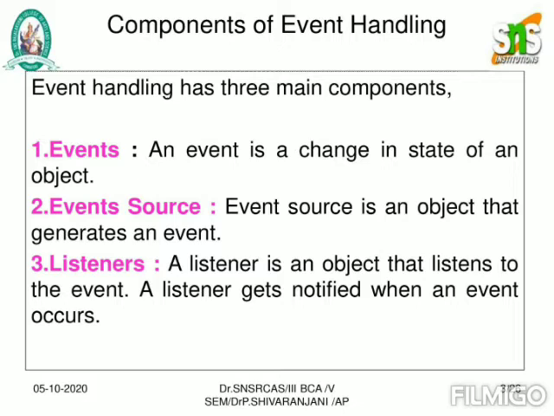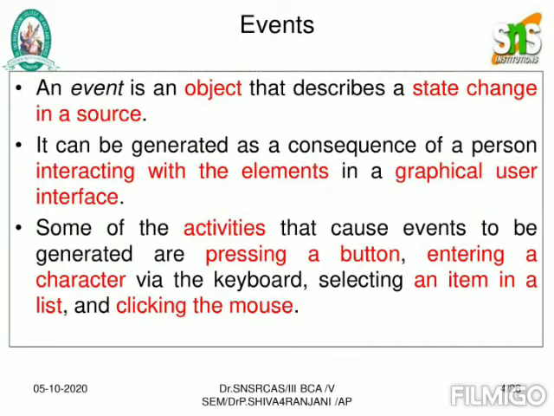The event is an object that describes the state change in the source. It can be generated as a consequence of a person interacting with the elements in a graphical user interface. With the help of this particular event, you can make interactions with the GUI environment.